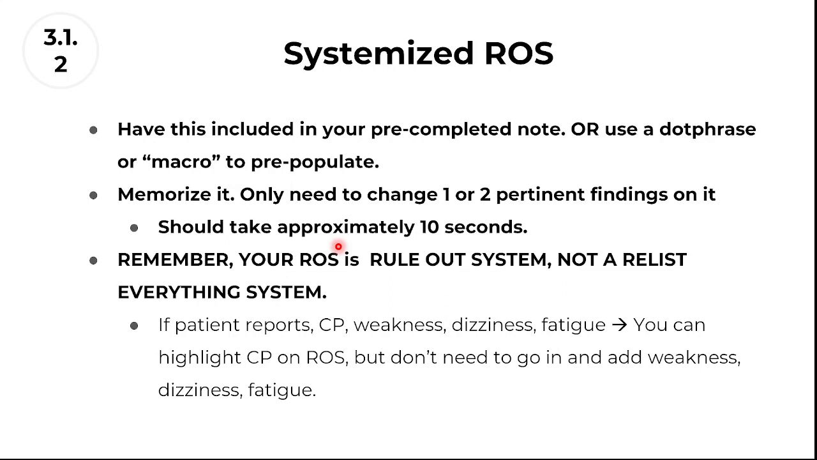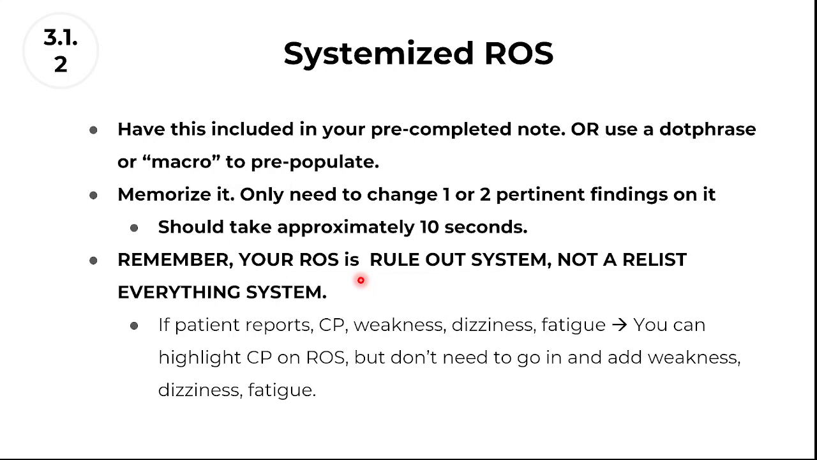What I mean by that is, we will go through an example, but remember, your review of systems is a rule-out system, not a relist everything system. So for example, if your patient has chest pain, and they do not have any nausea or vomiting or fevers, and that's included in your review of systems, that's great.